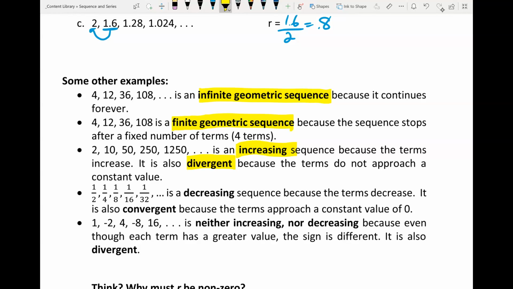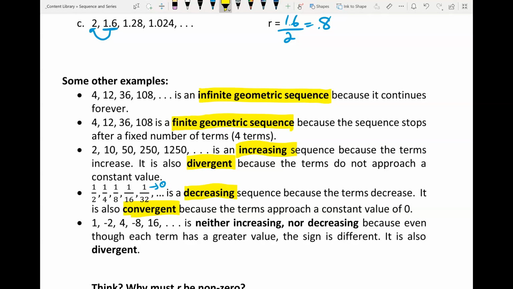So that just means that we're going to keep increasing, going on forever, and it doesn't tend to some number. Now, looking at the next one, we have a decreasing sequence for this one because the terms are decreasing. But this is convergent because the terms are approaching 0. As we go along in the sequence, it's getting smaller, smaller, and smaller, so that it's going to become 0, or very, very close to 0.